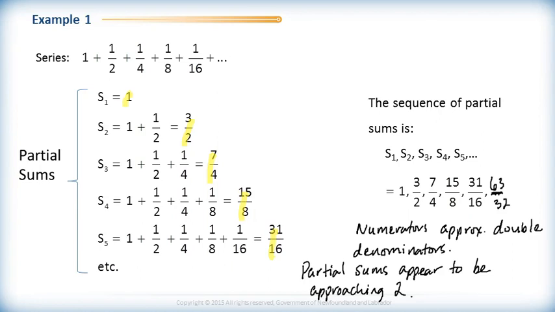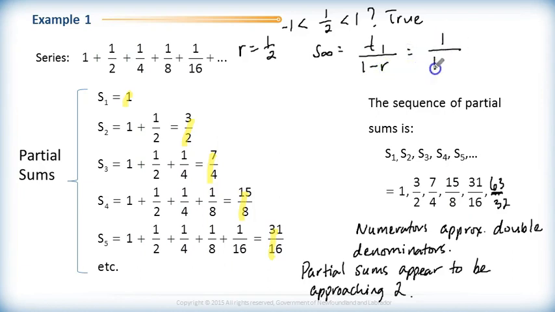Let's compare that to the sum that we found using the formula in the last recording. So we check our common ratio. It's a half. It falls between -1 and 1, and so that's true. Therefore, we can apply our series formula, term 1 over 1 minus r. That's 1 over 1 minus a half. It gives us 1 over a half, and it takes 2 halves to make 1, so our answer here is 2. So our sequence of partial sums appears to be approaching the same value as we got for the sum of the series using the formula.